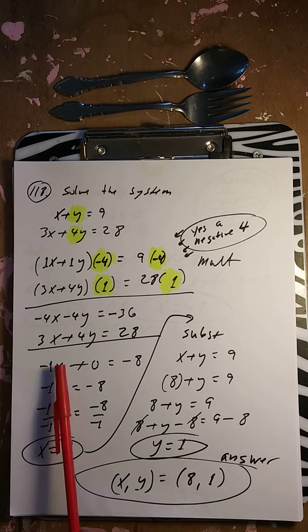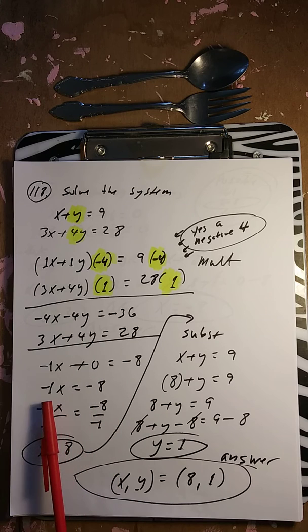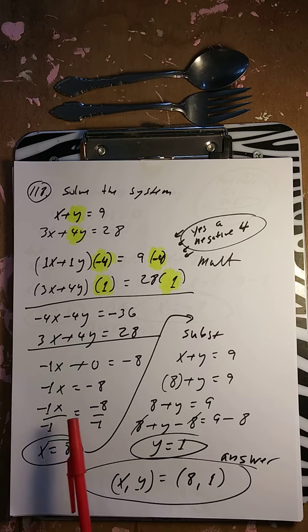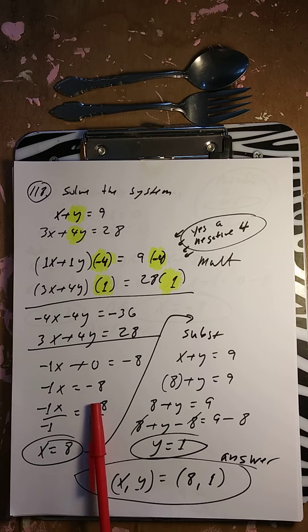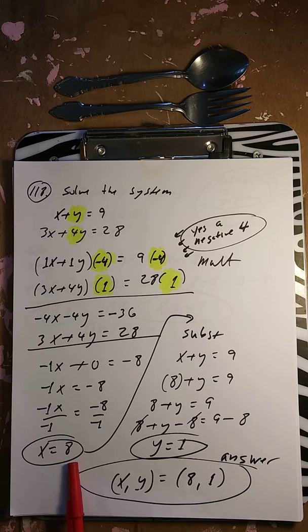We're going to have negative 1x plus 0 equals negative 8. Negative 1x equals negative 8. Divide by negative 1, divide by negative 1. So x is a positive 8. Negative by negative is positive.